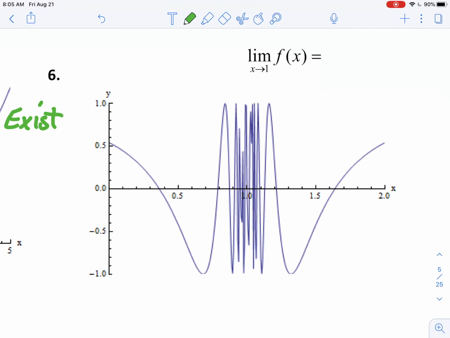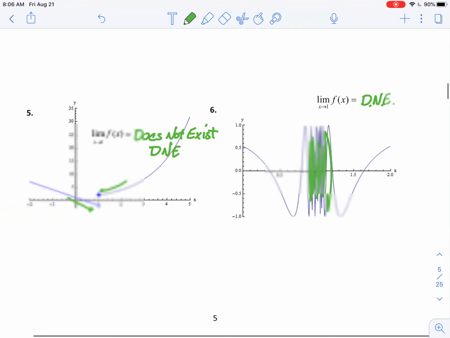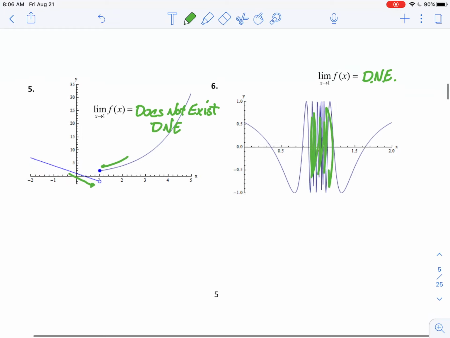Number 6, another crazy graph. It's called an oscillation. The limit of f of x as x approaches 1 is. Now I can't really tell what's going on here. It's all crazy. So I can't tell if it's up at 1, if it's at 0, if it's at -1. So again, if it's an oscillation, I say that the limit does not exist as x approaches 1.